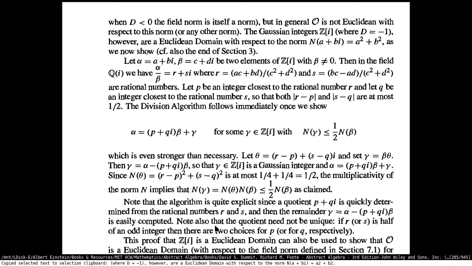So for the division algorithm, choose an integer p that is close enough to the rational number r, and q an integer closest to the rational number s, so that when you take the norm of these two, r minus p and s minus q, the maximum you can get is one half. So following that, alpha can be written as (p plus qi) times beta plus gamma. Gamma is again another element of Z[i], and N(gamma) is less than or equal to half of N(beta), right?